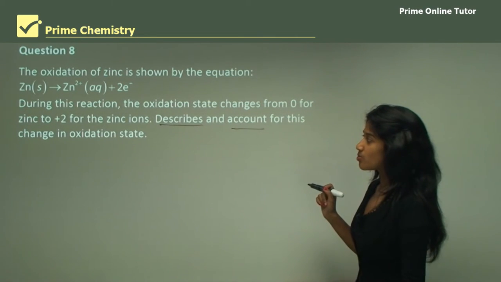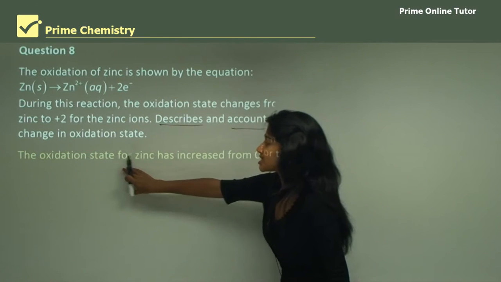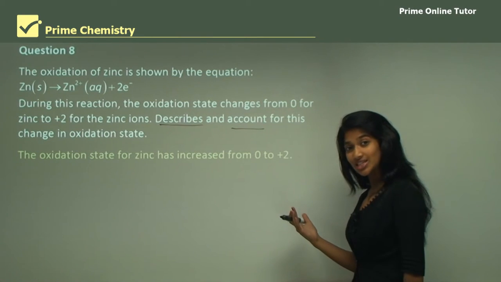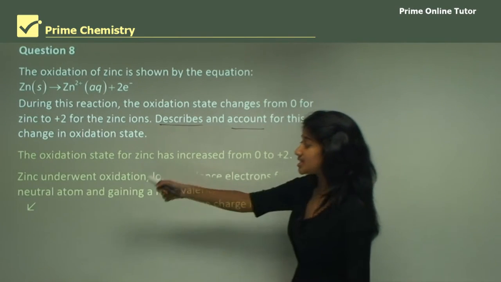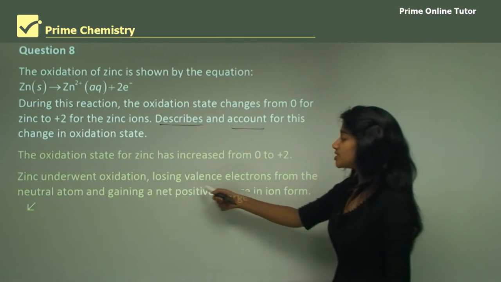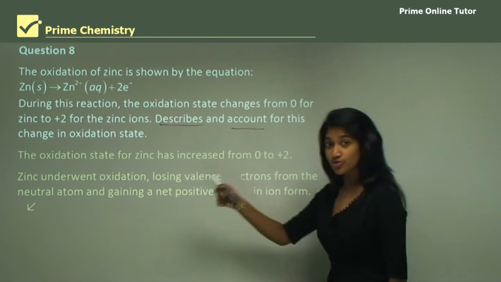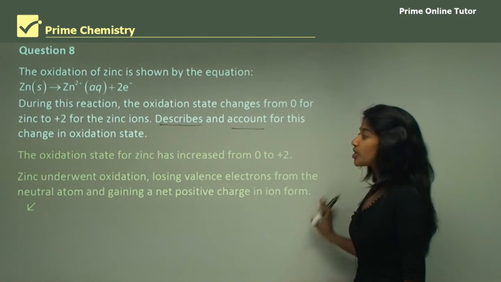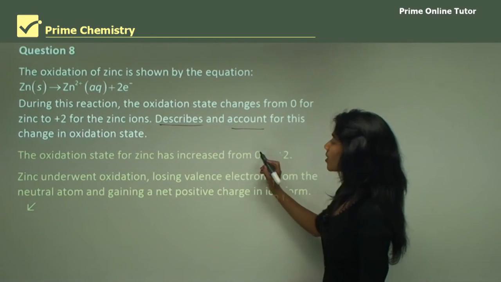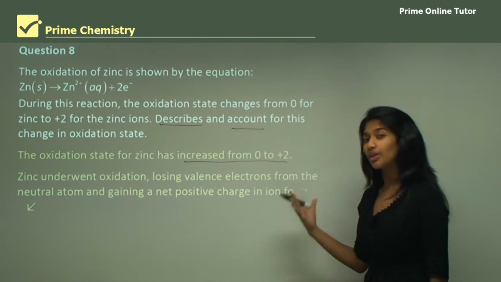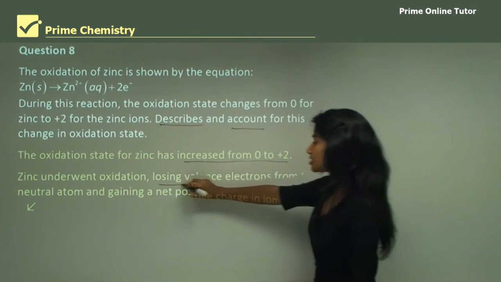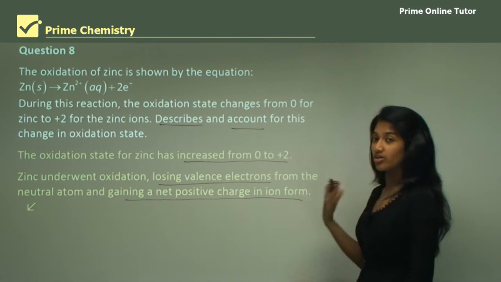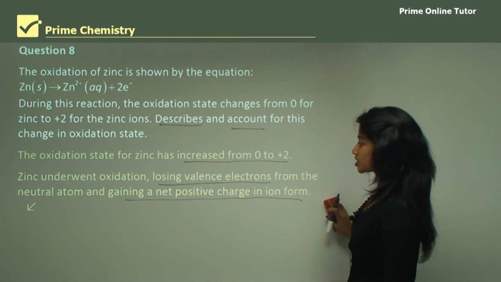Now let's take it one by one. The oxidation state for zinc has increased from 0 to +2. An increase in oxidation state means zinc has undergone oxidation, losing valence electrons from the neutral atom and gaining a net positive charge in the ion form. So this is the answer you would be going for. Because it has increased from 0 to +2, it is losing valence electrons, therefore gaining a net positive charge in the ion formed. And that's your answer for question 8.